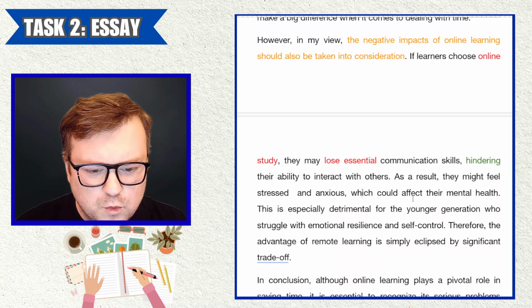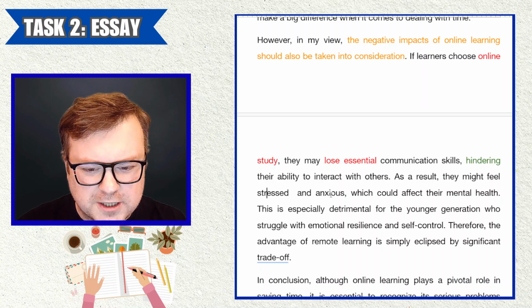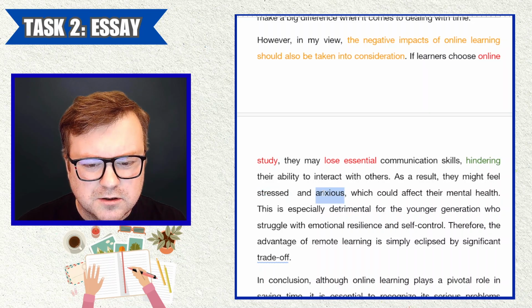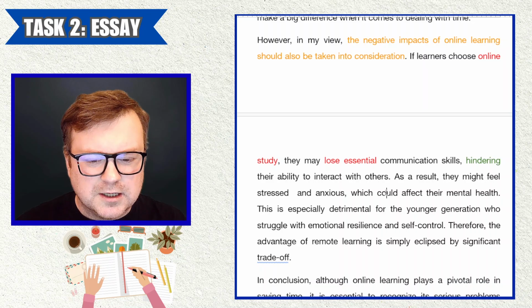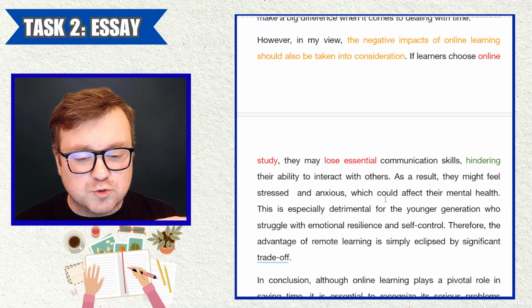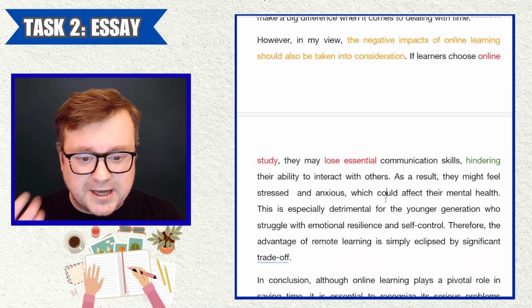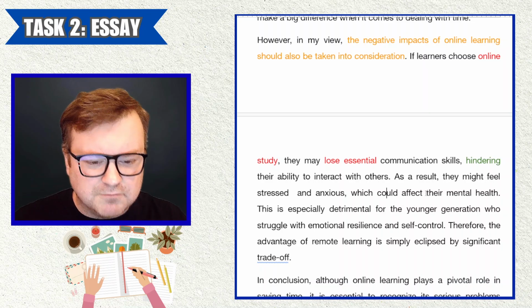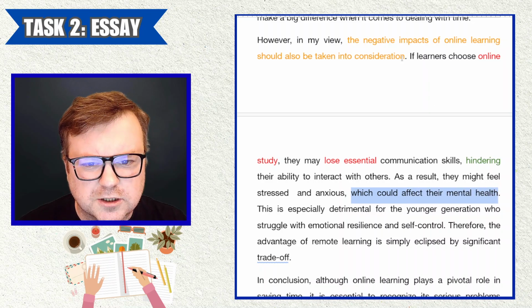Sorry. Which could affect their mental health. Well, that's circular, right? If you feel stressed and anxious, that is a negative effect on your mental health, not something that could affect your mental health. It's like saying if you put food in your mouth and you chew it and you swallow, you could eat. What do you mean could eat? This is eating, right? Being stressed and anxious, that is affecting mental health. So that's a little bit odd, just a little bit odd.